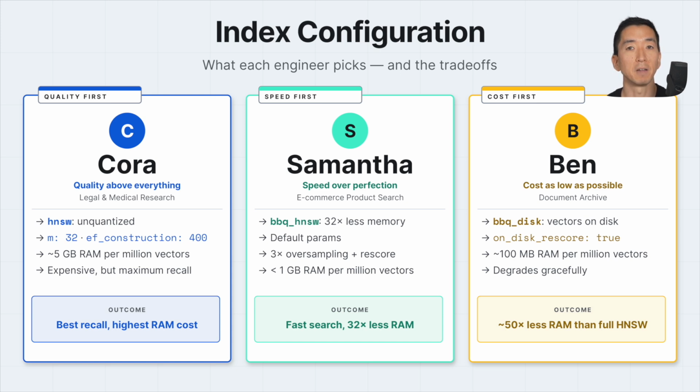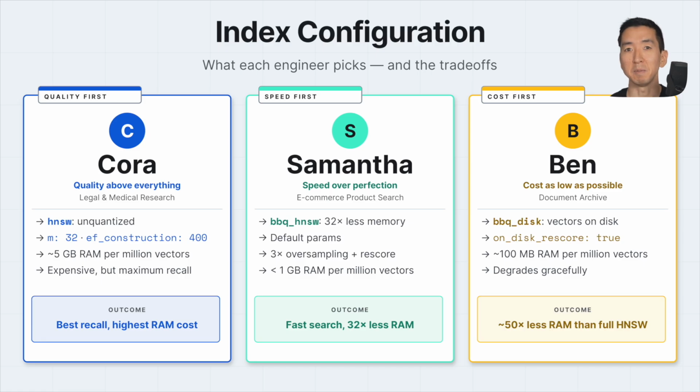Samantha picks BBQ HNSW. This is the same graph algorithm as Cora's, but with 32 times less memory for the vectors thanks to BBQ quantization, with default parameters and 3 times oversampling. As a result, Samantha would need less than a gigabyte of RAM per a million vectors. The oversampling fits inside her latency budget and recovers a big part of her recall loss.